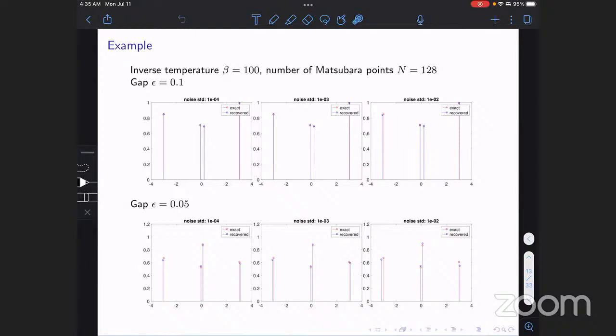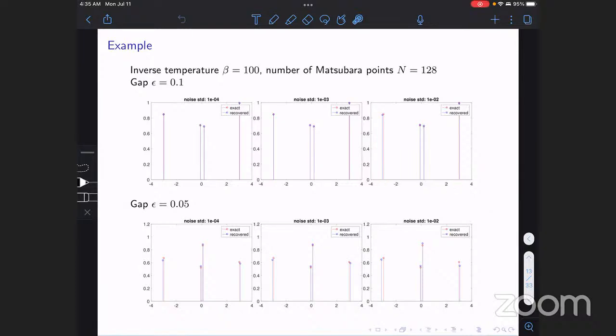Here we have 3 figures. The noise level is 10 to the minus 4, 10 to the minus 3, and 10 to the minus 2. As you see, in all 3 cases, we were able to recover the pole locations and magnitudes quite accurately. But obviously, as noise increases, the error increases as well.